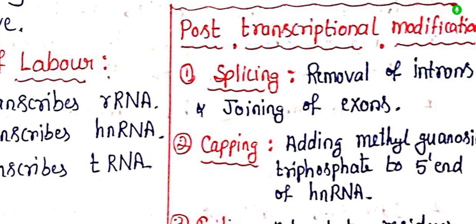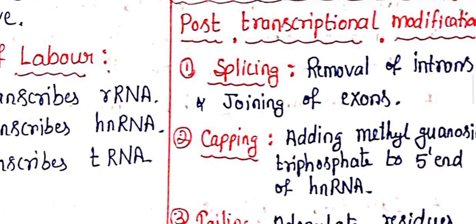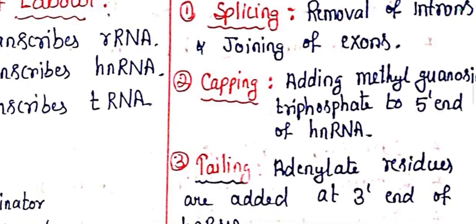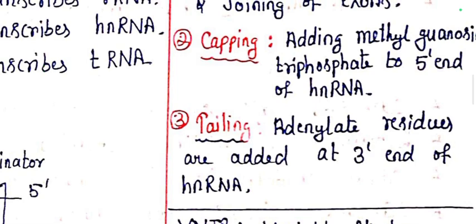Remember the 3 post-transcriptional modifications in eukaryotes. First one is splicing, to remove the introns and join the exons. Second is capping, addition of methyl guanosine triphosphate at 5' end of hnRNA. And tailing is addition of adenylate residues at 3' end of hnRNA.